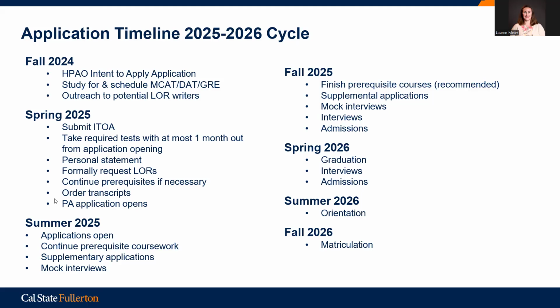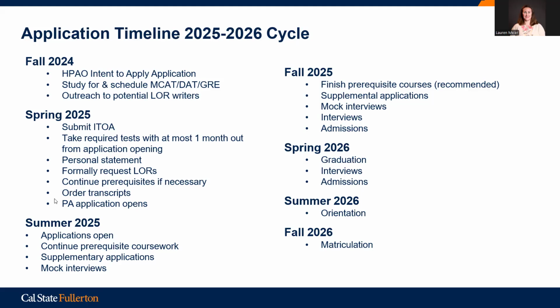Then in spring 2026, if they haven't already, this is when they're graduating. There are maybe a handful more interviews, but this is when the bulk of admissions are going to come out. They're going to accept their admission. Summer 2026, attend an orientation, and fall 2026 is when they would matriculate or begin their program.